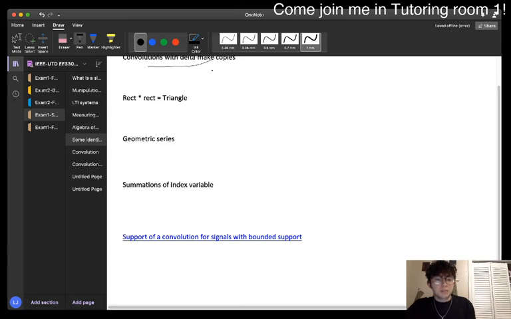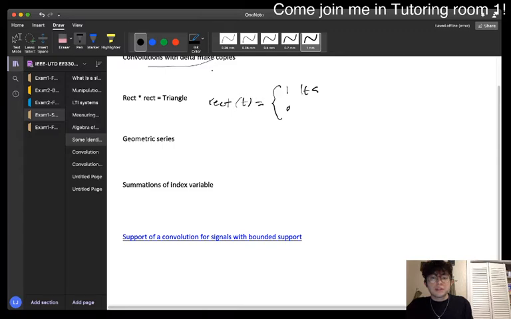Another important identity to know is if we have a rectangle function. Just to define the rectangle real quick, rect t is the standard unit rectangle, defined by having area 1, so it's 0 outside of this region, where the absolute value of t is less than 1/2, otherwise 0.